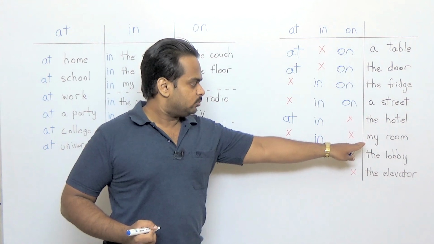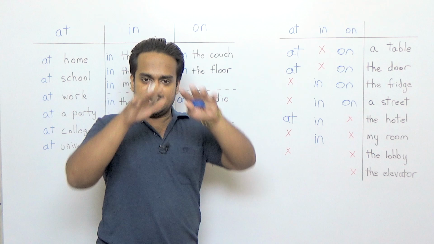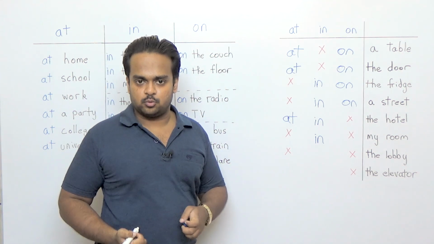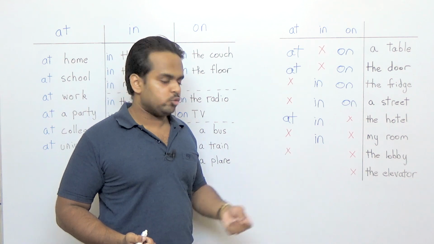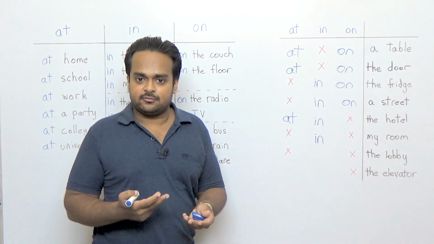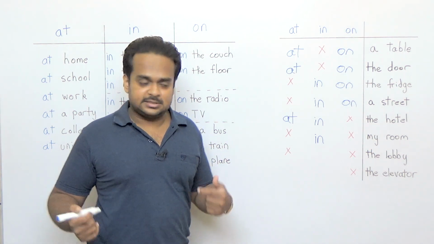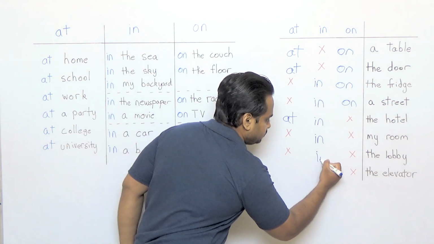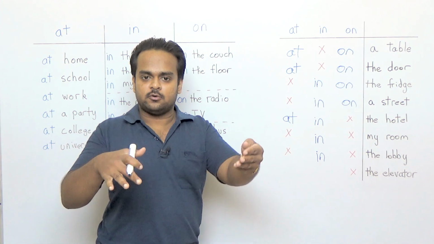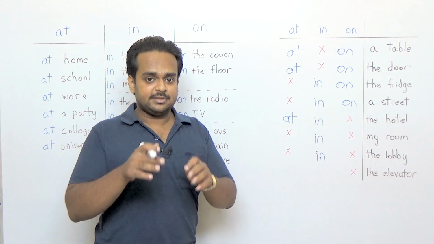Okay? With room, we don't use on or at because room is like a box and you are inside the room. So Jeff says, "I'm in my room." And I say, "Well, it's time to leave, Jeff. We have a flight to catch." So Jeff asks, "Where are you?" And I say, "I'm in the lobby." The lobby means the waiting area where there are sofas and you can sit there and you can wait for someone. So I say, "I'm in the lobby."